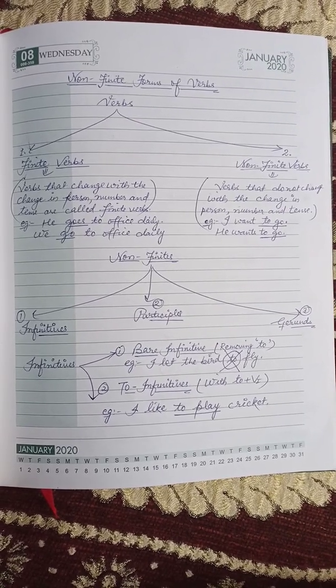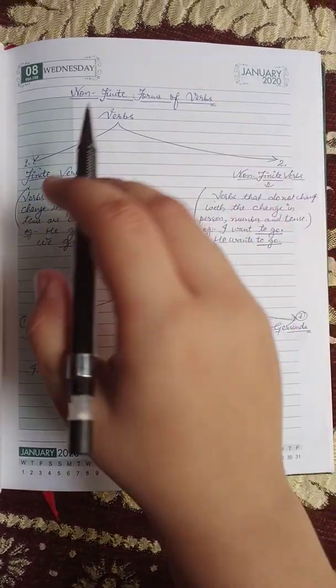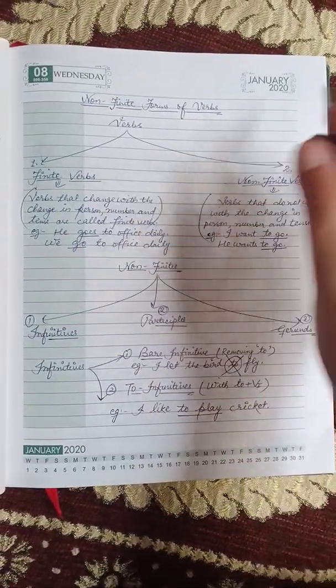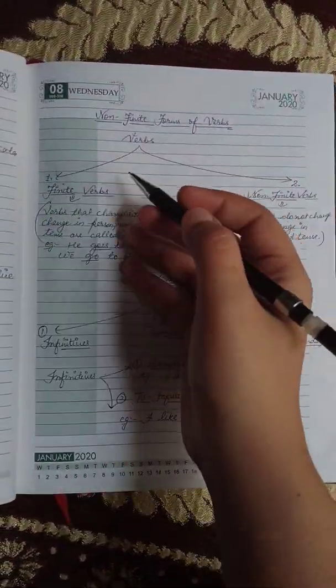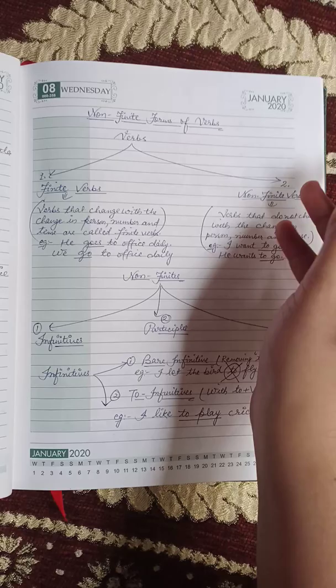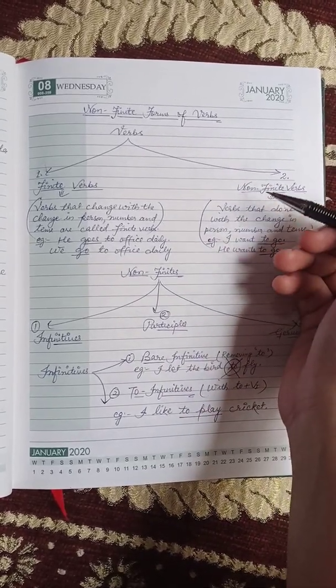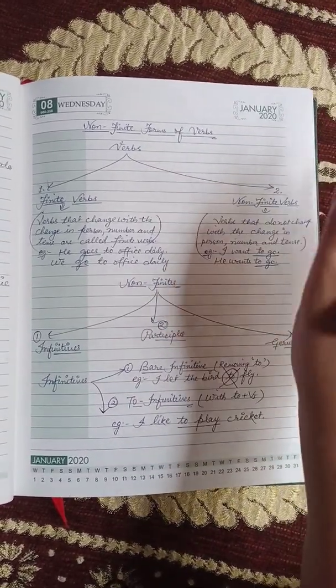Students, today I am going to start our chapter number 5, that is non-finite forms of verbs. So before starting this chapter, we must know about finite and non-finite verbs, what they are. Then only we can continue further.